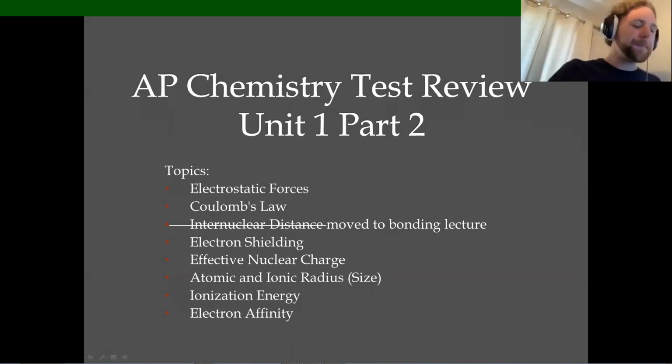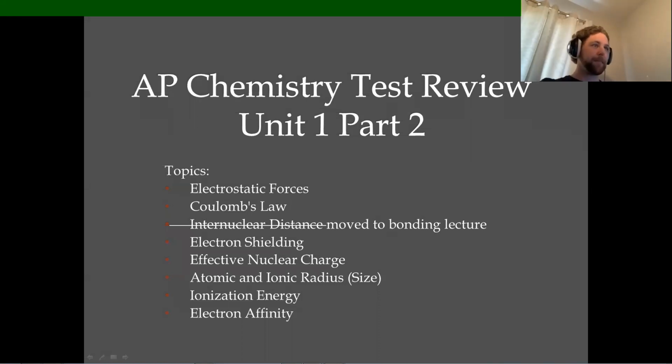The main one we're going to focus on today is size, because the size of an atom, or its atomic radius, which is essentially the same thing, is very important in justifying other properties such as ionization energy, electronegativity, bonding preferences, things like that. So we'll get right into it.